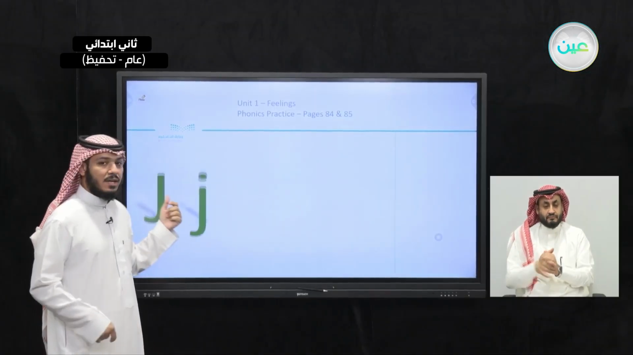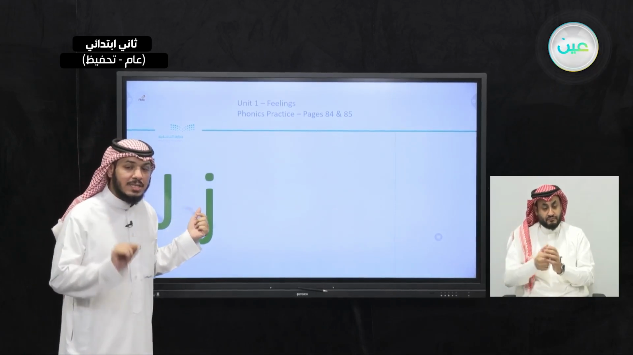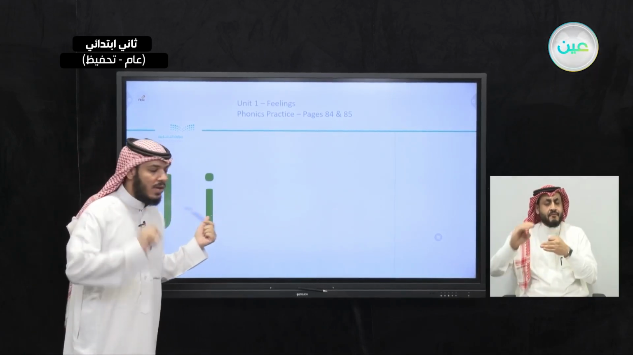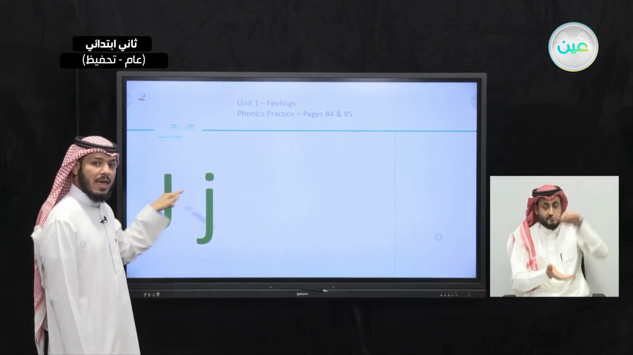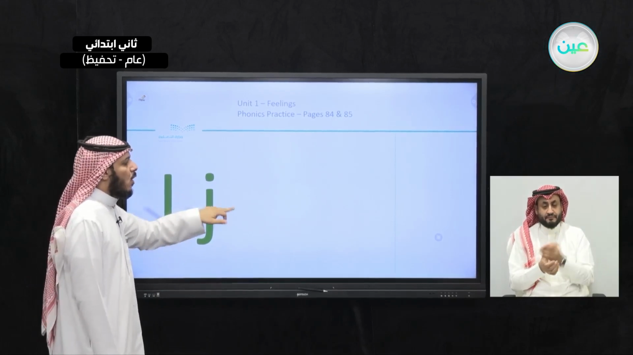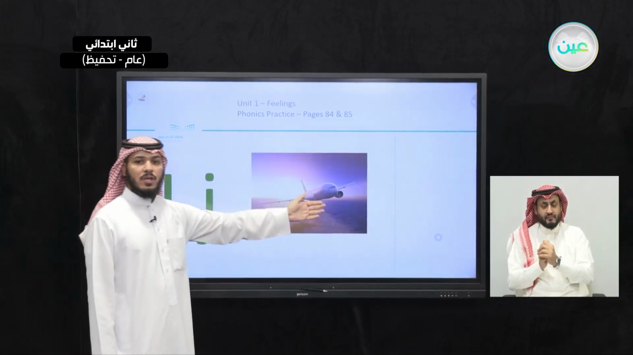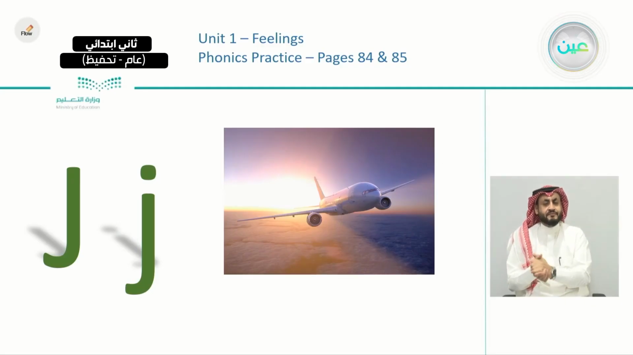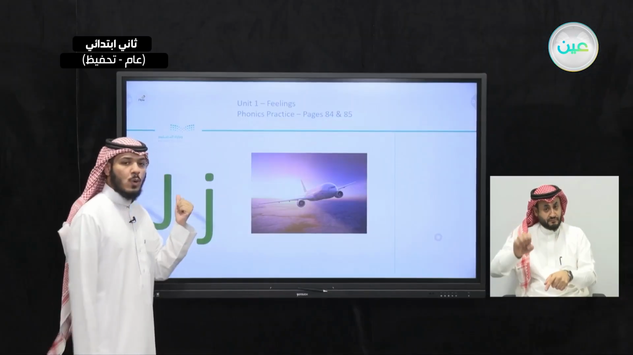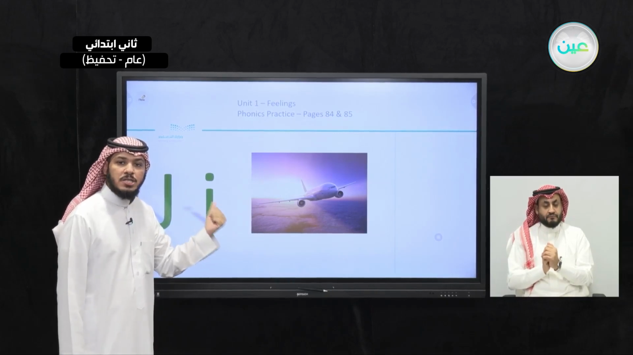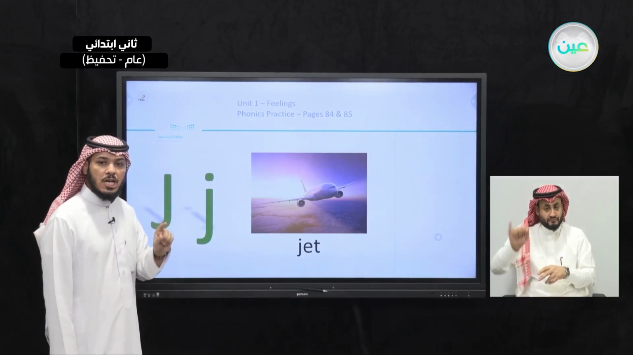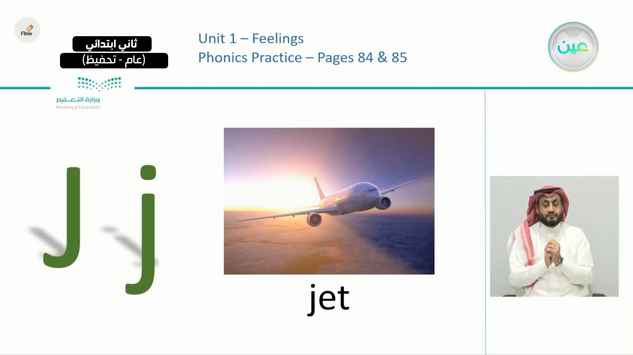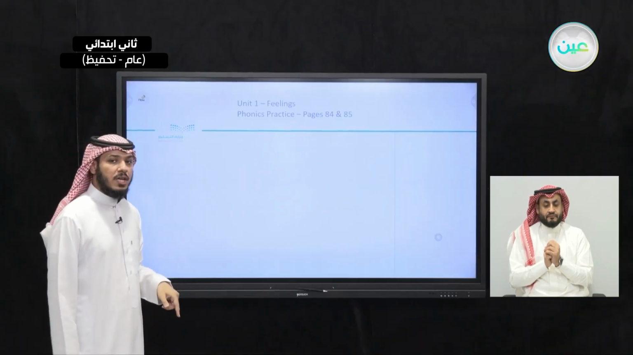What after I? We have the letter J. Yes, not G. It is J. Perfect. So the letter J, this is the shape of the capital, and this is the small one. What is this? Can you tell me? It starts with J. Let's say it together. So J says jet. Perfect. Again, J says jet. Perfect. So we have jet.